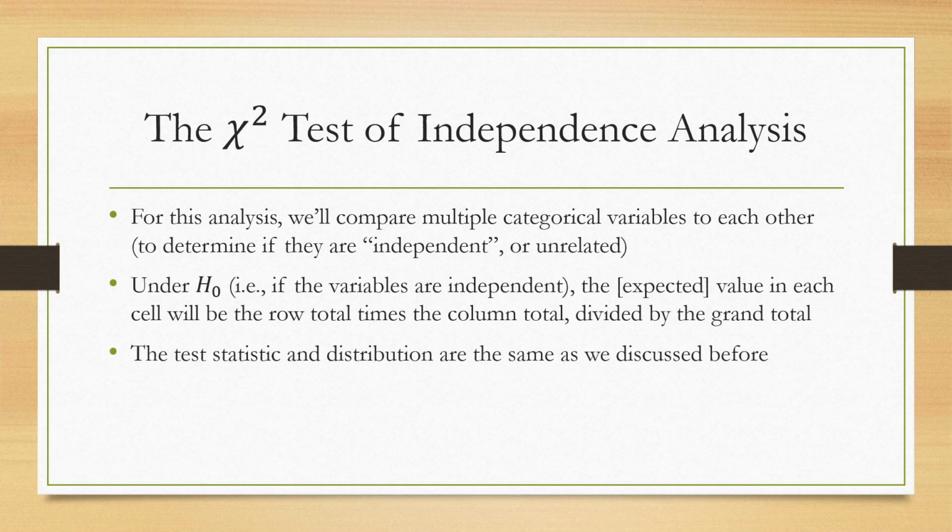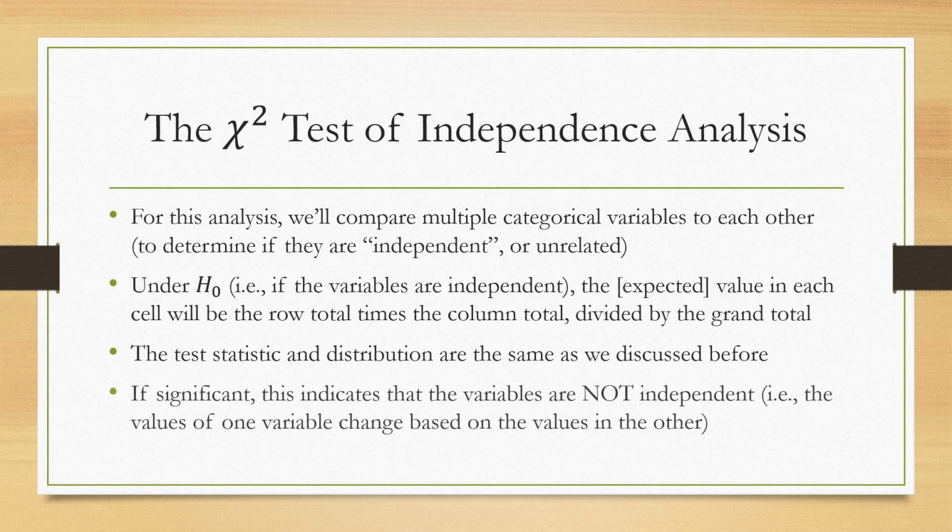The test statistic and chi-square distribution are going to be the same as we've discussed before. And if statistically significant, this means that the variables are not independent of one another. That is, that the values of one variable change based on the values of another. Another way to say this is that they are related. They are dependent. Again, there is a relationship between the two.